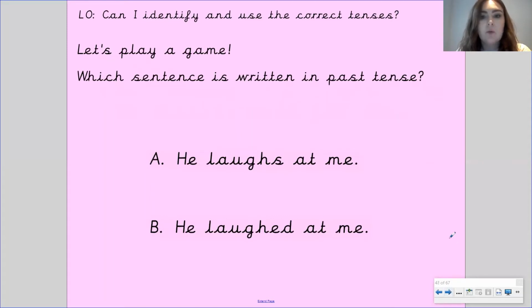Next one. Which sentence is written in the past tense? A, he laughs at me, or B, he laughed at me. Pause the video to have a go. Well done if you got B. Laughed. Laugh is our verb. Adding the ed puts it into past tense. So well done if you got B.